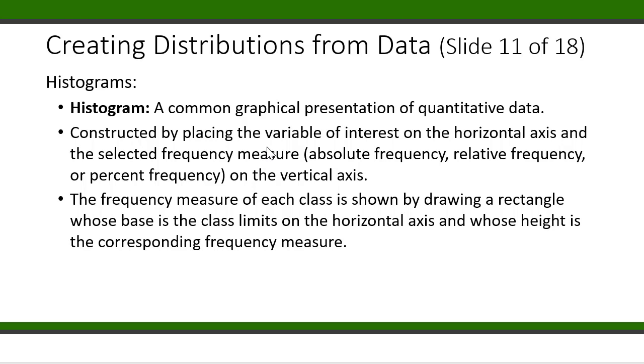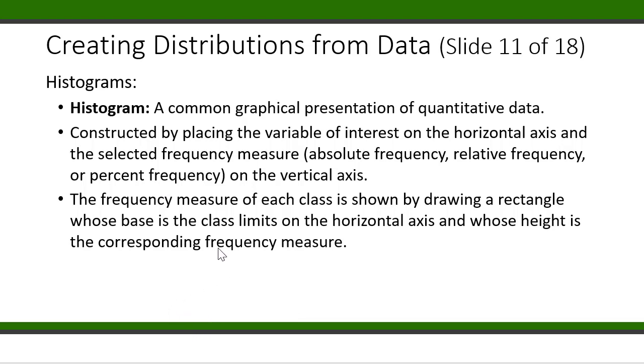So typically you would place the variable of interest on the horizontal axis and the selected frequency on the vertical axis. So that frequency might be absolute frequency, relative frequency, or percent frequency. Absolute frequency would be the numbers we initially get. Relative frequency is when we divide by the total number that we have and we get a point something value, and then the percent frequency is when we move that over to get the numbers in percentage format.